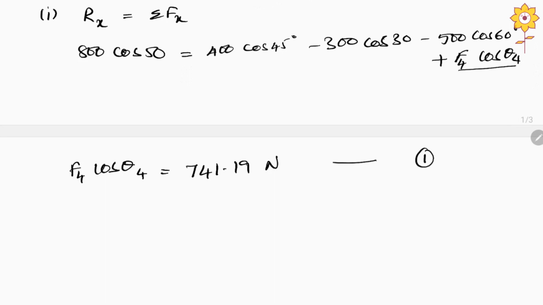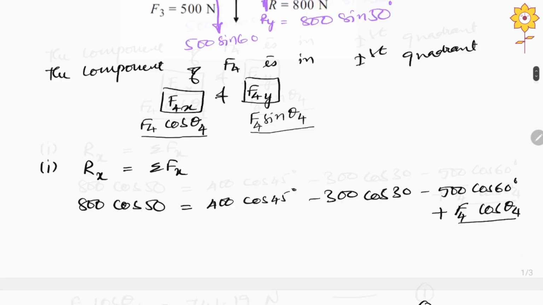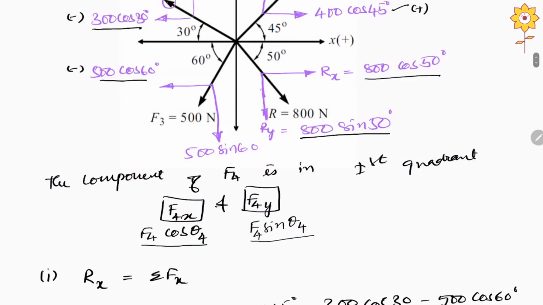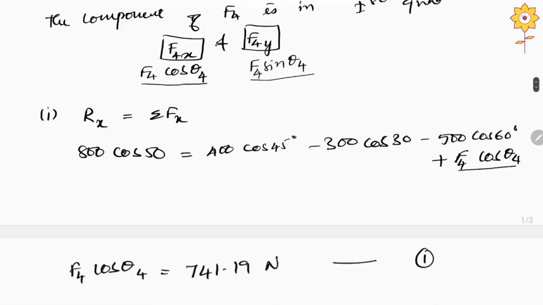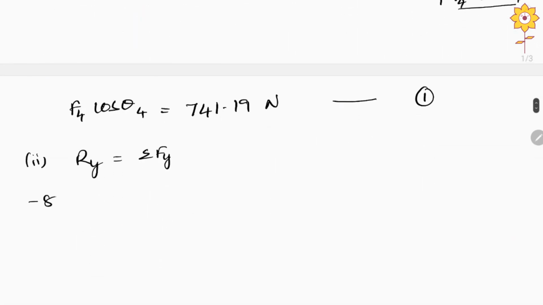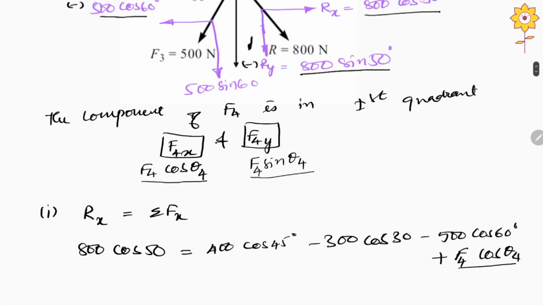Okay, so now this could be the first equation. By solving Rx equal to summation of Fx, we framed the equation and we added the component of f4 as well, that is the x component. Now we can take Ry equal to summation of Fy. Now you know what Ry is. Ry, the value is 800 sin 50. So 800 sin 50 is acting downward, so the value will be negative. Okay, so in Ry you can write minus 800 sin 50, which will be equal to the summation of all Fy forces acting in the vertical.